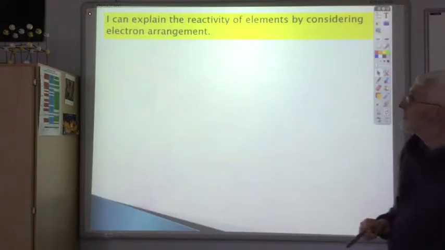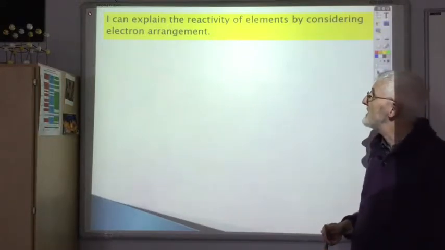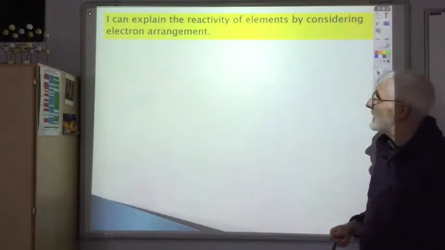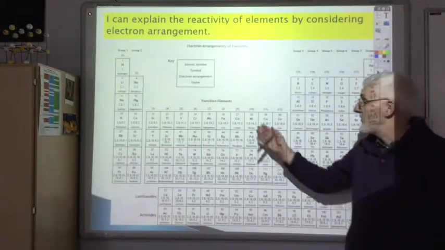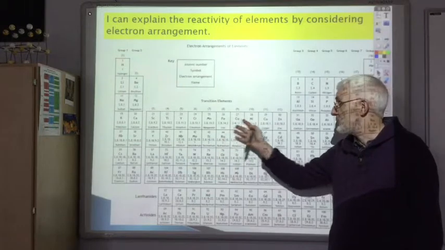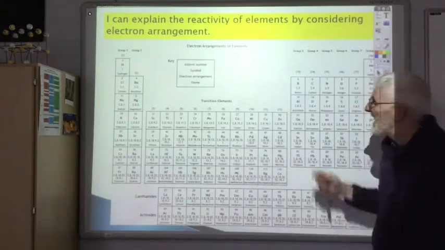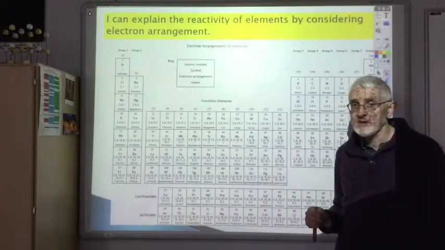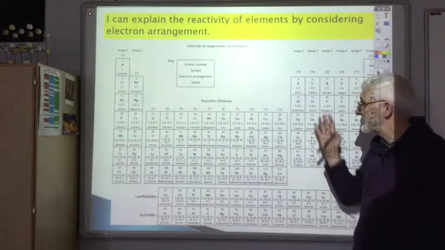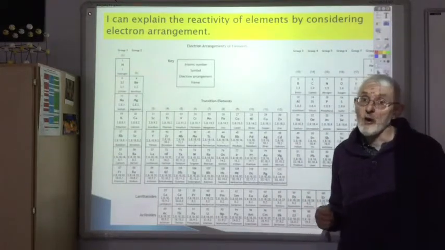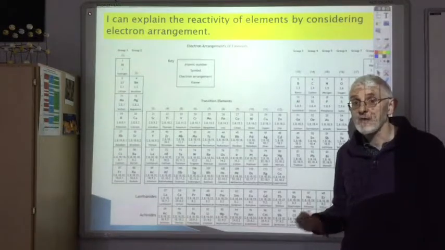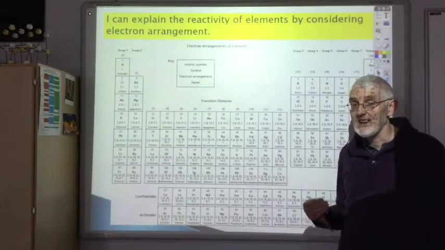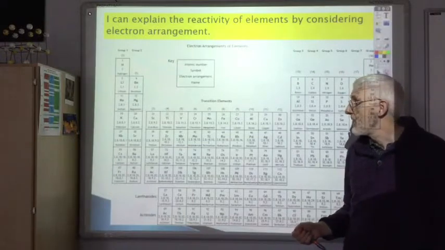The next learning outcome was that you should be able to explain the reactivity of elements by considering their electron arrangements. You've got a table in your data booklet which gives you all the electron arrangements, and really all this learning outcome is saying is that most of the elements in the periodic table do not have a full outer shell of electrons, and so they will undergo chemical reactions in order to gain a full outer shell.